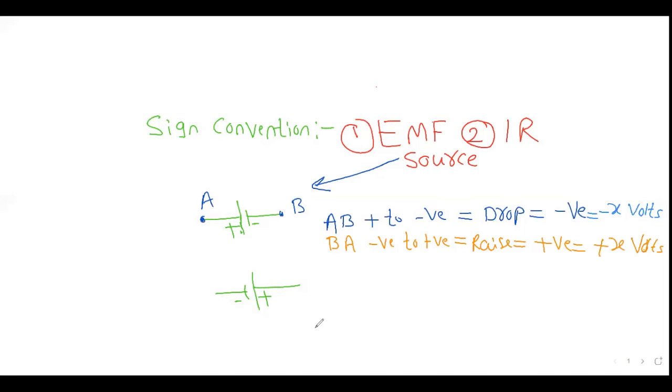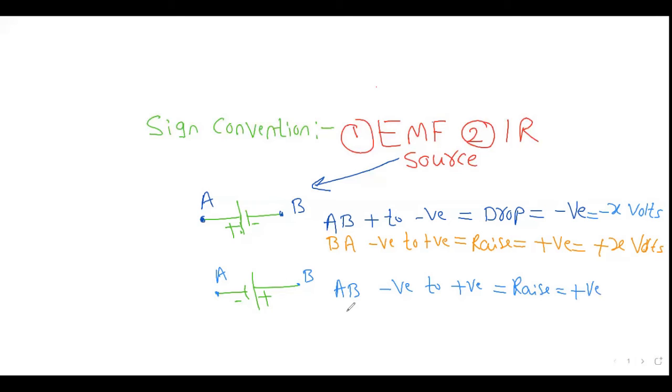Let us extend this example to the second circuit, the second battery notation I have drawn. Let us say that this is again A and this is B. Now we are tracing in the direction A to B. Whenever we trace from A to B, we are moving from negative to positive, so it will be a rise in the potential, and a rise in the potential is positive.